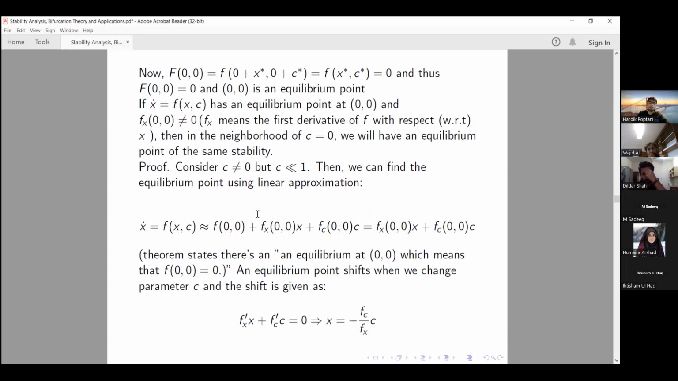So from a linear Taylor approximation, we can write x dot equals f of x, c, which is just f of 0, 0 at the equilibrium point, plus the first derivative with respect to x times x, plus the first derivative with respect to c times c. Since the first term is 0, we can just get these two terms. So an equilibrium point shift happens when we change the parameter c, which is given, obviously at 0, 0, by x equals minus f of c over f of x times c.